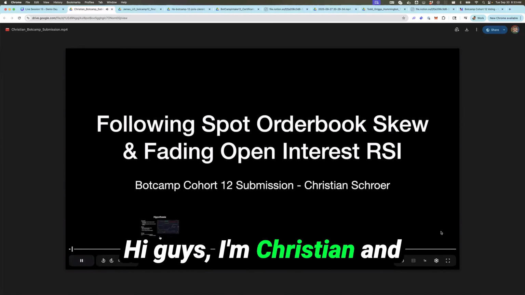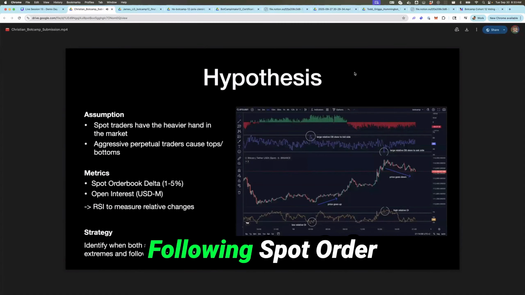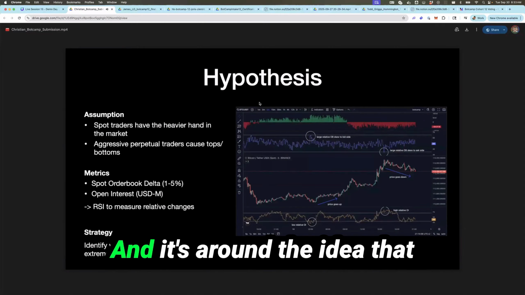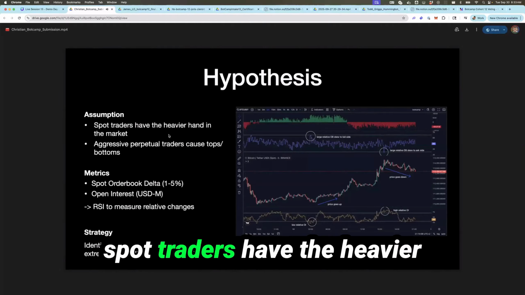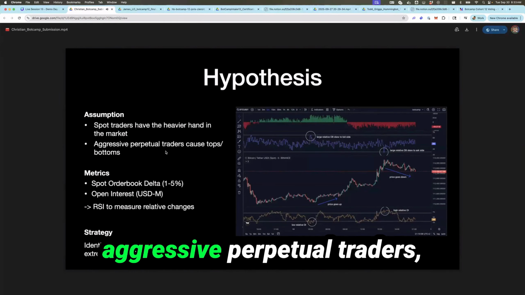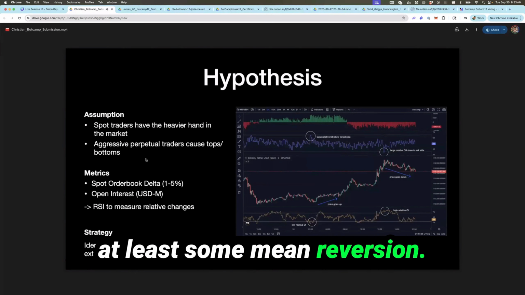Hi guys, I'm Christian, and this is my submission for the Botcamp Cohort 12. My strategy is called Following Spot Orderbook Skew and Fading Open Interest RSI. It's around the idea that spot traders have the heavier hand in the crypto market, and aggressive perpetual traders often call tops, bottoms, or at least some mean reversion.